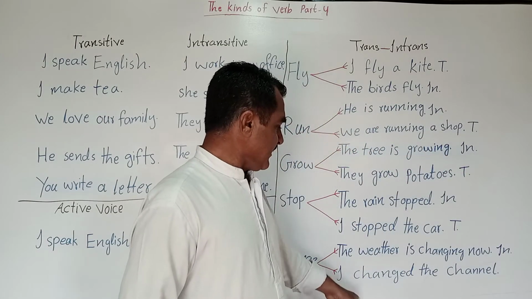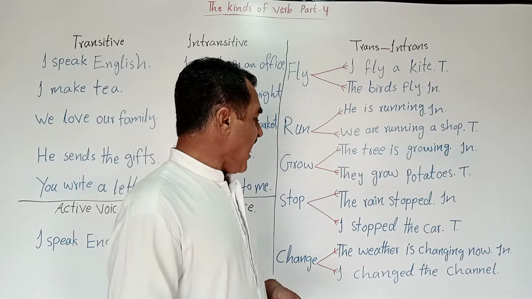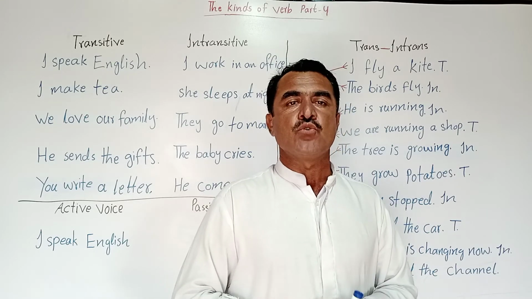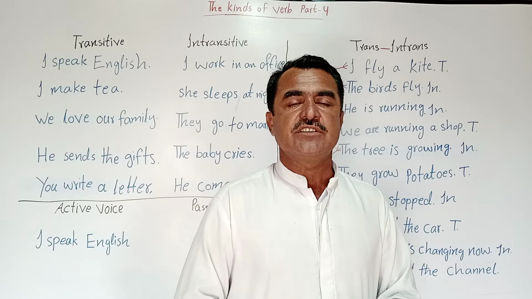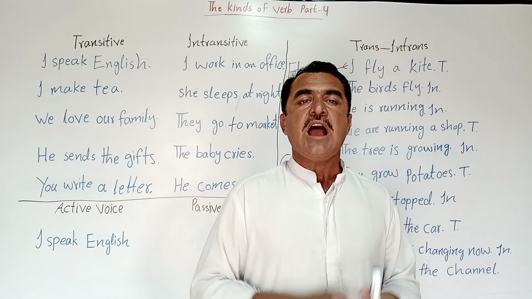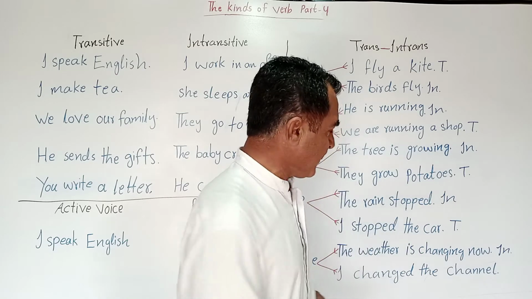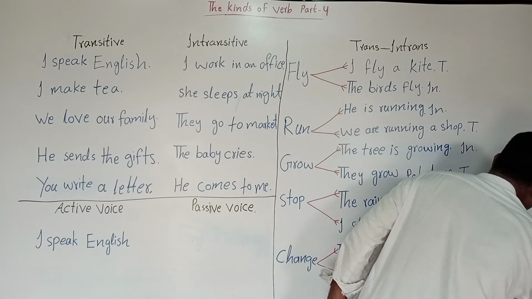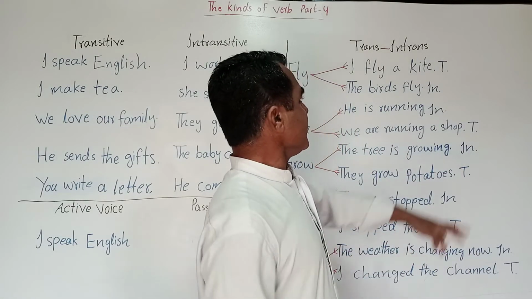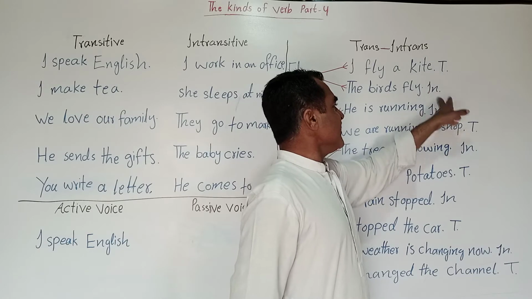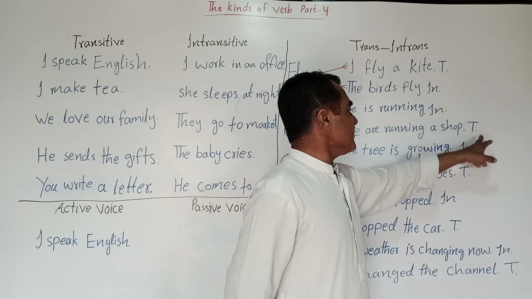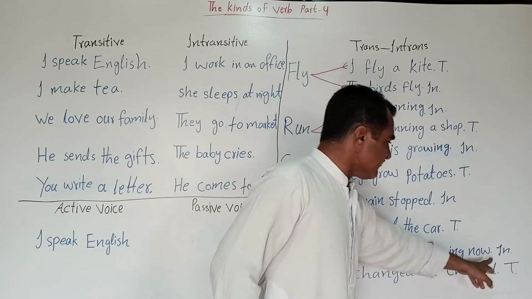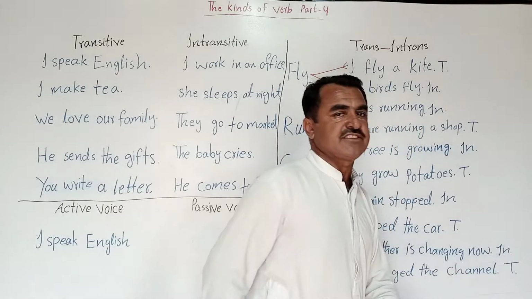Okay. The last sentence. I changed. I changed what? I changed who? I changed what? I changed the channel. I changed the channel on TV, you can say. So that is why here this verb change has been used is a transitive verb. Here you can see transitive, here intransitive, here again intransitive, here transitive, here intransitive, here transitive, here intransitive, here transitive, here intransitive, and here transitive. Okay.